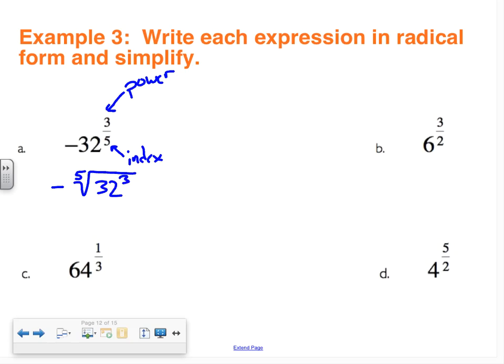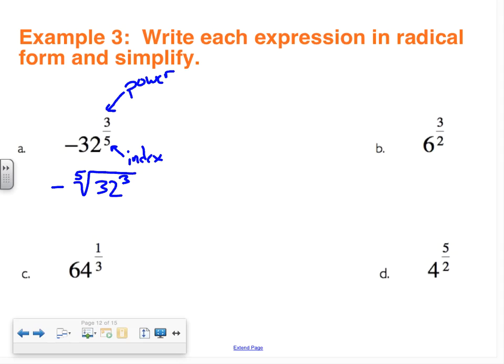I wrote that correctly. But notice something that might be problematic. Like, for example, figuring out what 32 to the 3rd power is. Kind of a big number. Then I got to take the 5th root of that. Kind of hard. So, maybe this would be easier if I rewrote it the other way.